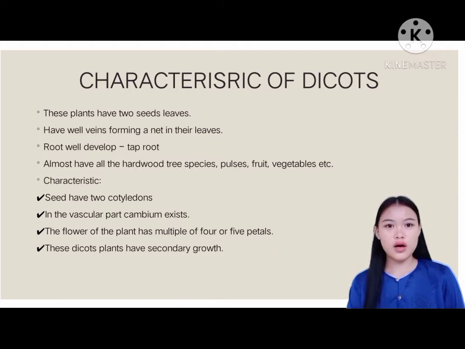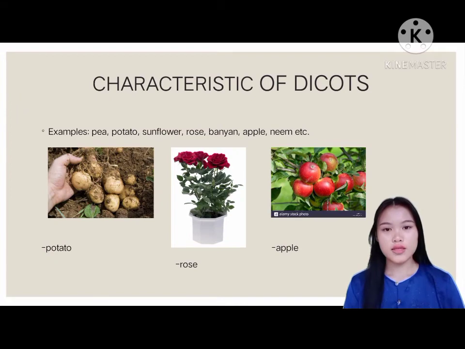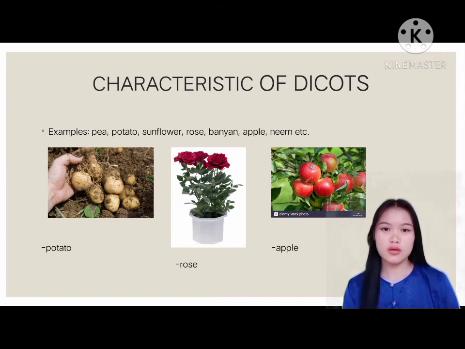The flower of plants have multiples of 4 or 5 petals. These dicot plants have secondary growth. Some examples of dicot plants are pea, potato, sunflower, rose, banyan, apple, and neem.